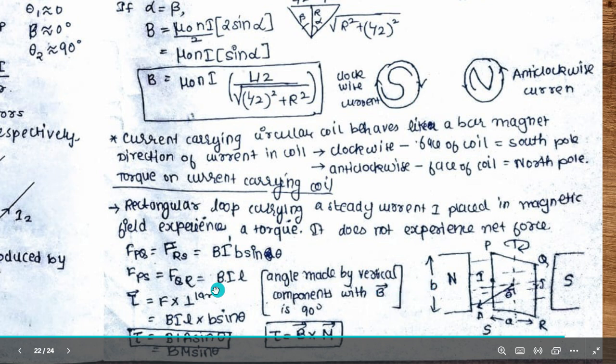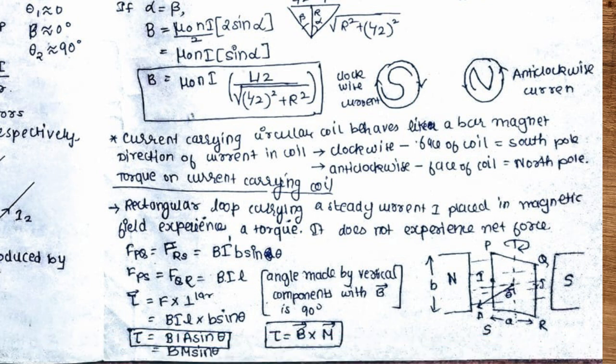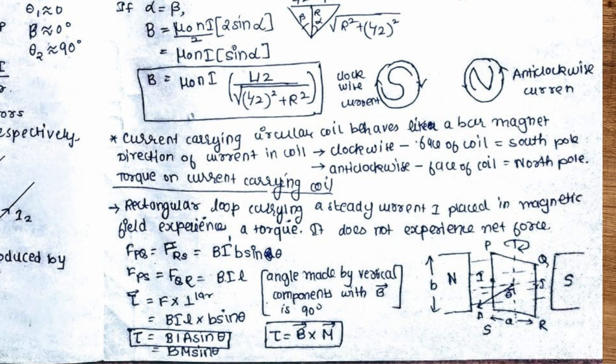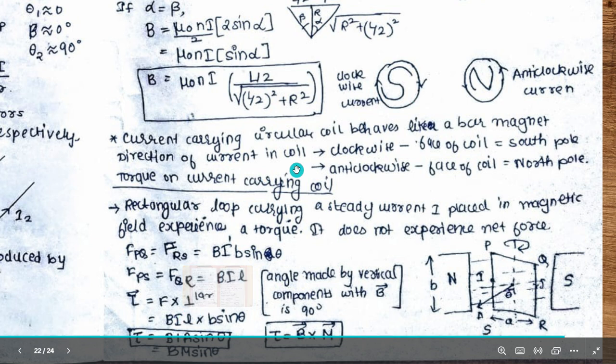Now coming to torque, the final formula we get is BI. Now L into b is what? If this is my length, this is my b, L into b is area. So BIA sin θ is my torque, which can also be written as MB sin θ. What is my M? It is the magnetic dipole moment, which has the magnitude of I into A.